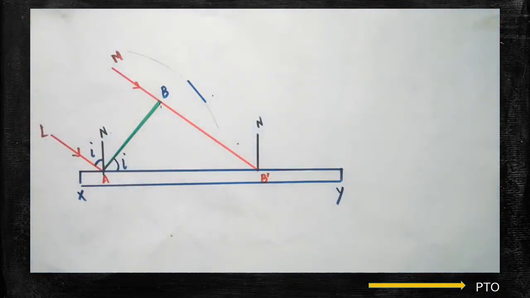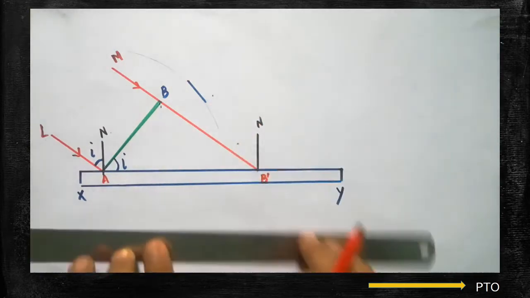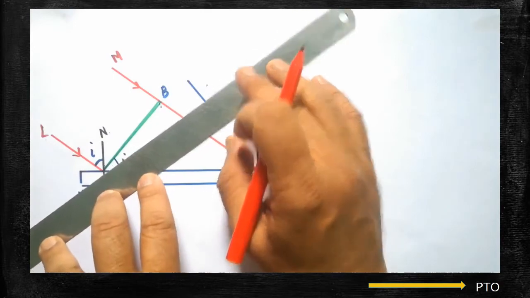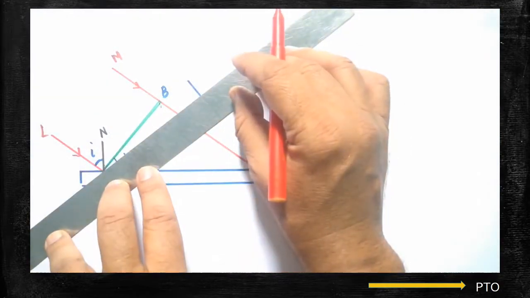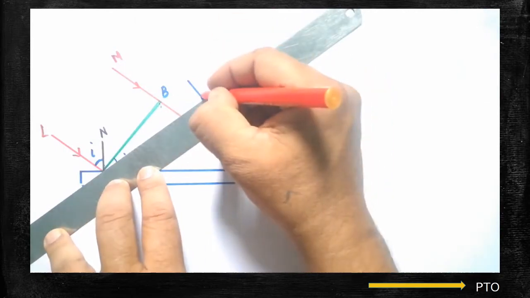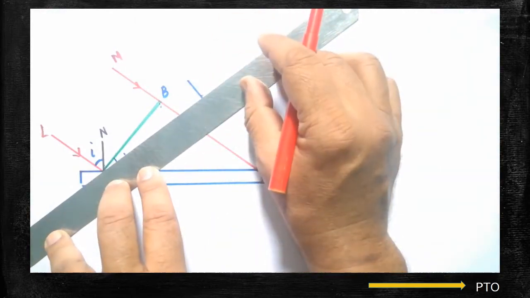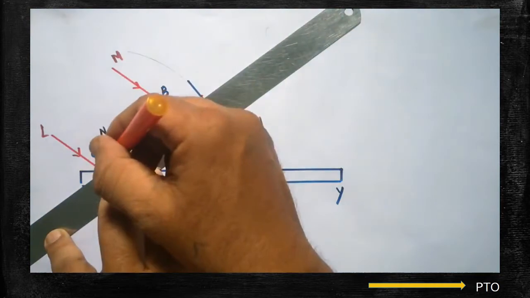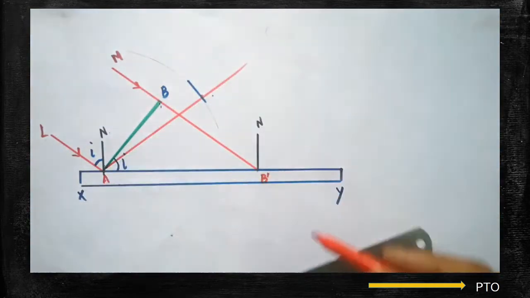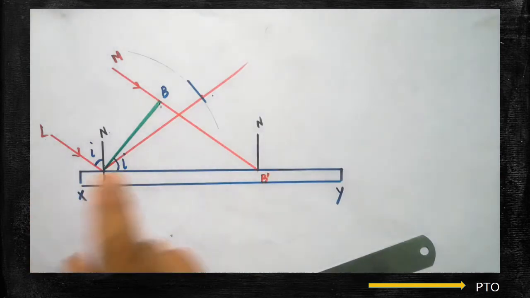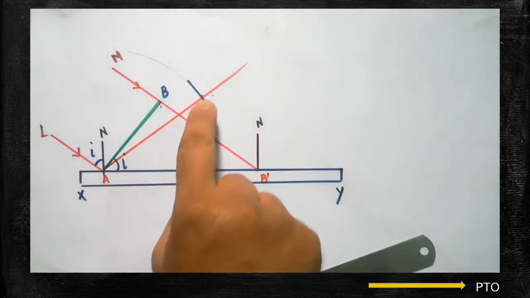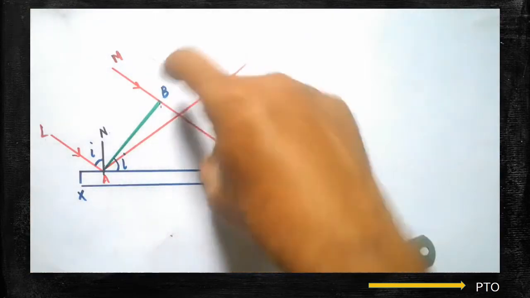Now I am going to draw the reflected ray which gets reflected from A. Are you clear? So from A I am drawing the reflected ray. This is the point exactly where the tangent lies. So this is the reflected ray. Are you clear?